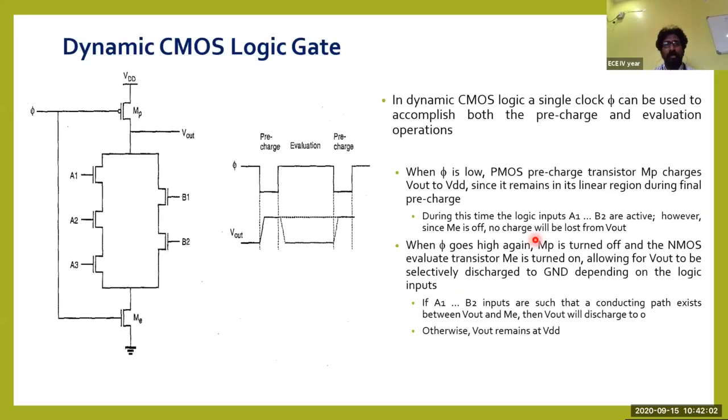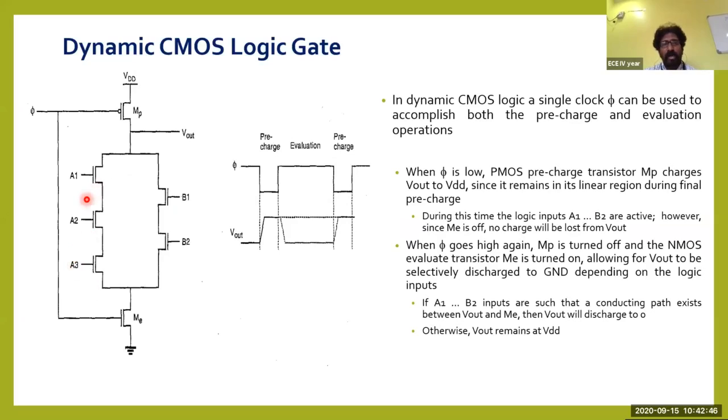So now let us study this in detail. Can anyone tell me what is the Boolean equation of this circuit? All three NMOS are in series, and again those three NMOS are parallel to the two NMOS which are again in series. If that is the case, your Boolean equation will become A1 dot A2 dot A3 plus B1 dot B2. So that becomes your Boolean equation for this one.